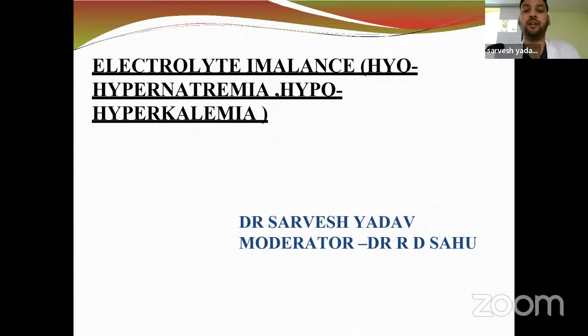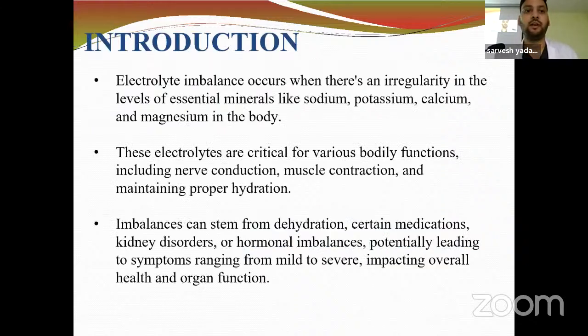Good morning, sir. Good morning, colleagues and juniors. My presentation is on electrolyte imbalance: hyponatremia, hypernatremia, hypokalemia, and hyperkalemia. Introduction. Electrolyte imbalance occurs when there is irregularity in the level of essential minerals like sodium, potassium, calcium, and magnesium in the body. These electrolytes are critical for various bodily functions, including nerve conduction, muscle contraction, and maintaining proper hydration. Imbalance can stem from dehydration, certain medications, kidney disorders, or hormonal imbalance, potentially leading to symptoms ranging from mild to severe, impacting overall health and organ function.